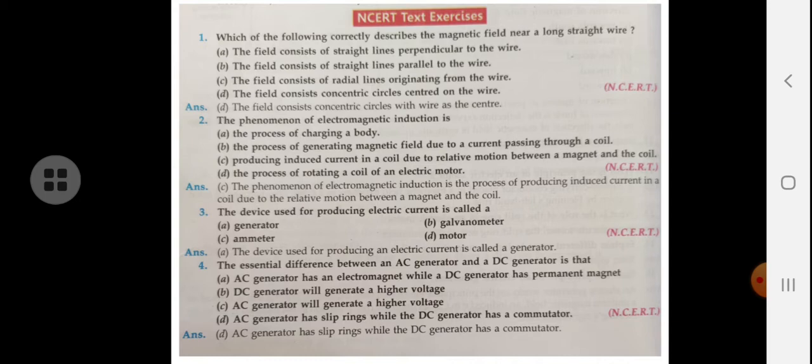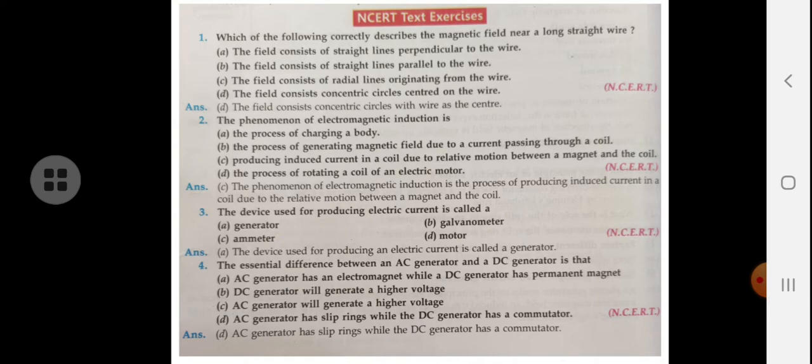So we read the options. Option C is correct: the phenomenon of electromagnetic induction is the process of producing induced current in a coil due to relative motion between a magnet and the coil. Question number 3. The device used for producing electric current is called a generator, which is the correct answer.